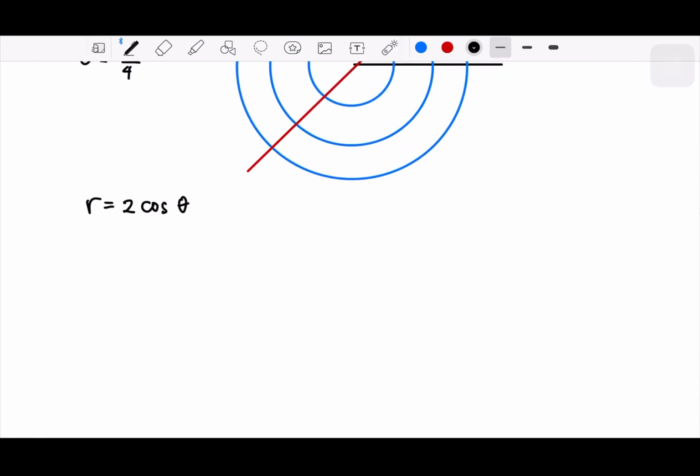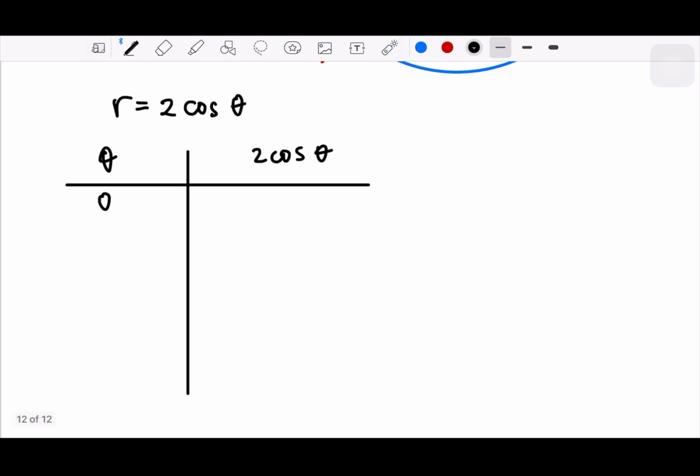We can take this into a table of values and check on the special angles, from 0 to 2 pi, or maybe just pi is enough. Start from 0, pi over 6, pi over 4, pi over 3, pi over 2.